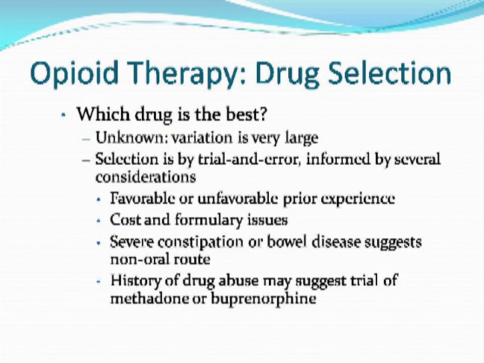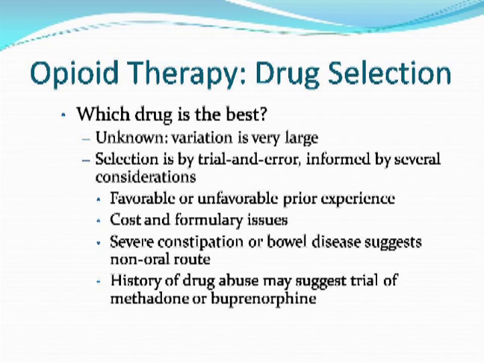Okay, so which drug is best? We don't know. The variation is large. The selection is by trial and error. Sometimes favorable prior experience is helpful. Often it's not. Favorable or unfavorable prior experience in the acute pain setting doesn't predict what happens with chronic pain.